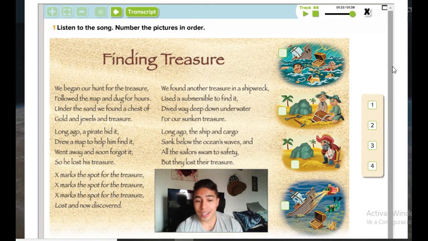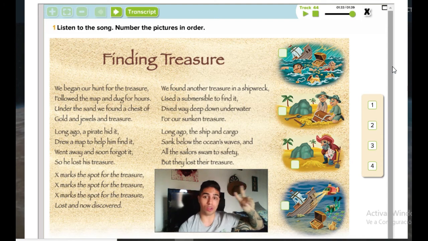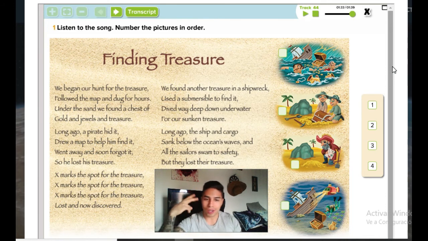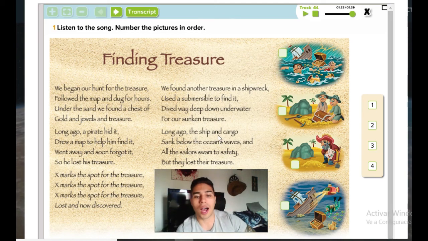So as you can see, they sang a pirate song about the treasures. They were talking about 2 treasures. So they were singing about 2 different treasures, and they help us to identify what is number 1, number 2, number 3, and number 4. So I'm going to help you a little bit with this reading. We began our hunt for the treasure, followed the map and dug for hours. Under the sand we found a chest of gold and jewels and treasure.